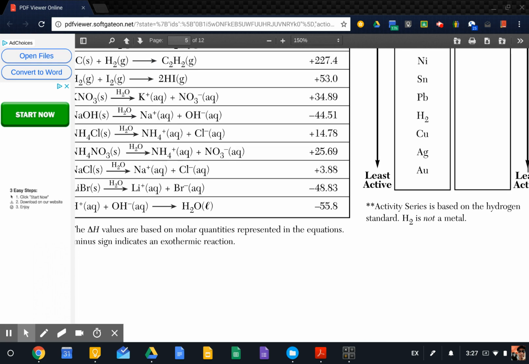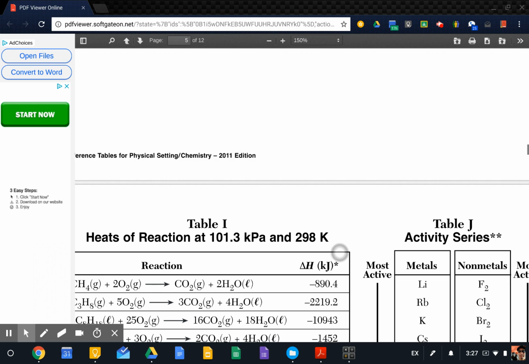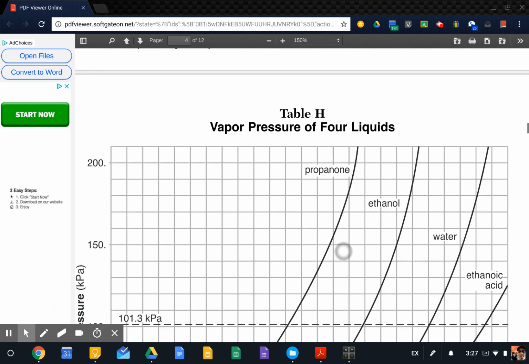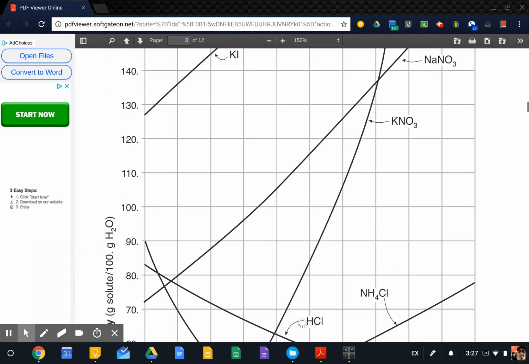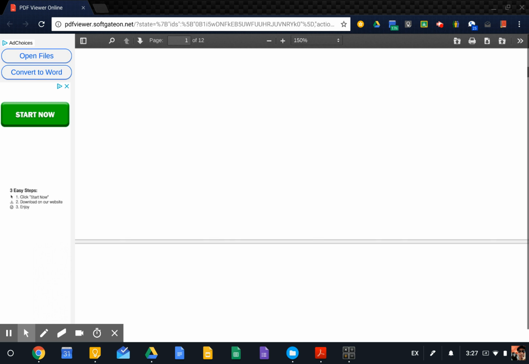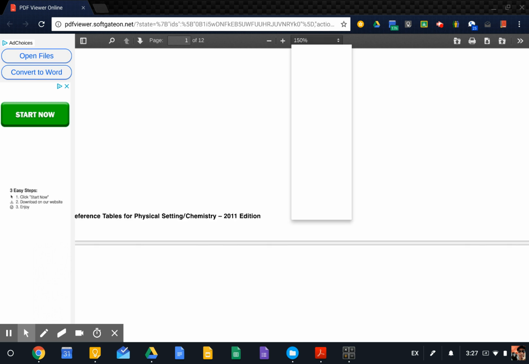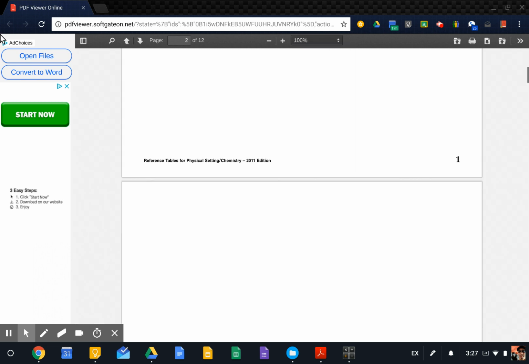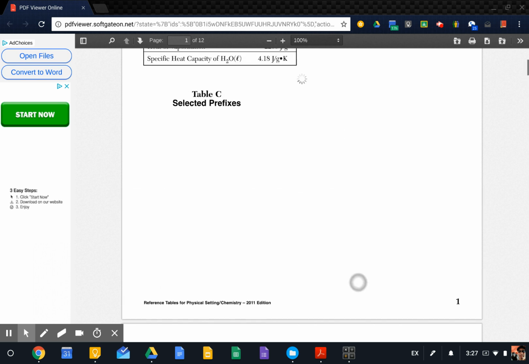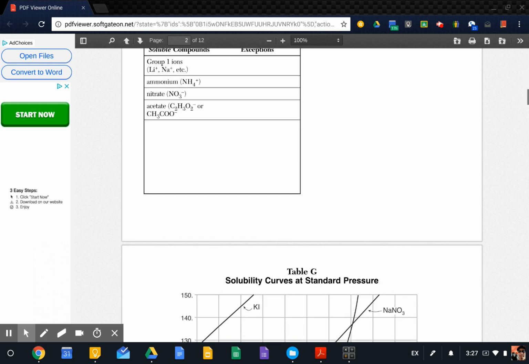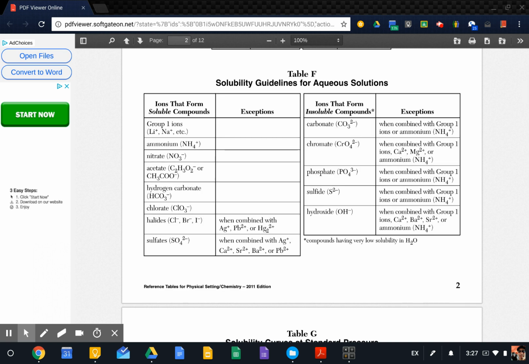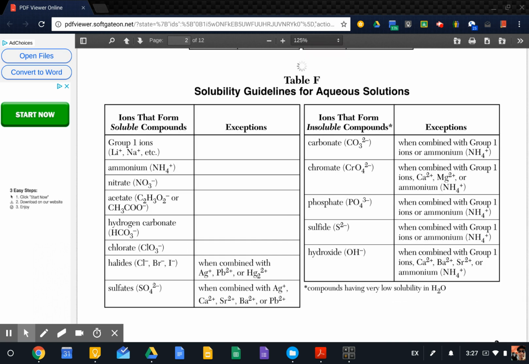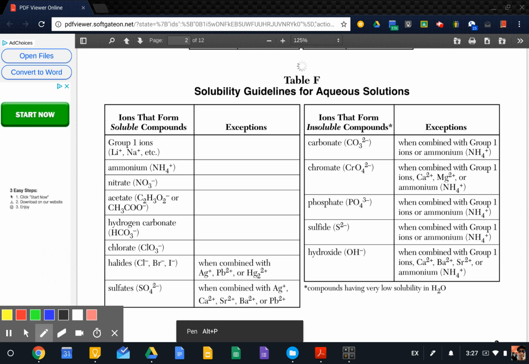So reference table F shows us which aqueous compounds will dissolve in water or will not dissolve in the water. So it'd be nice if I could actually get to table F at some point. Okay, let's see. Nope, past it. Here we go. So if you're looking at table F with me, check the 2 columns. I'll make a few notes.